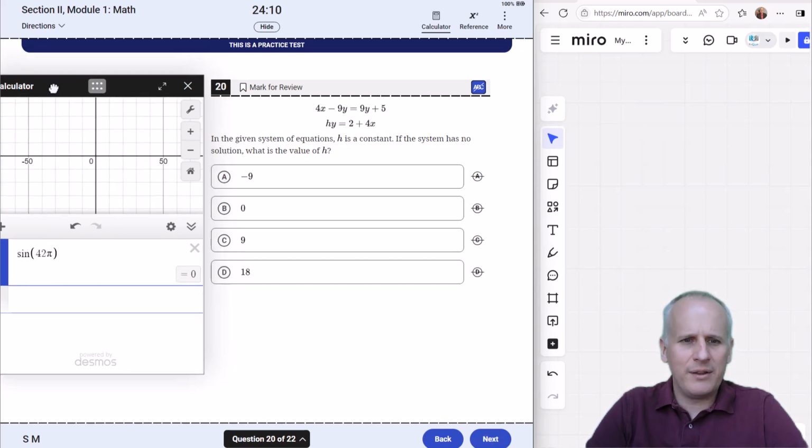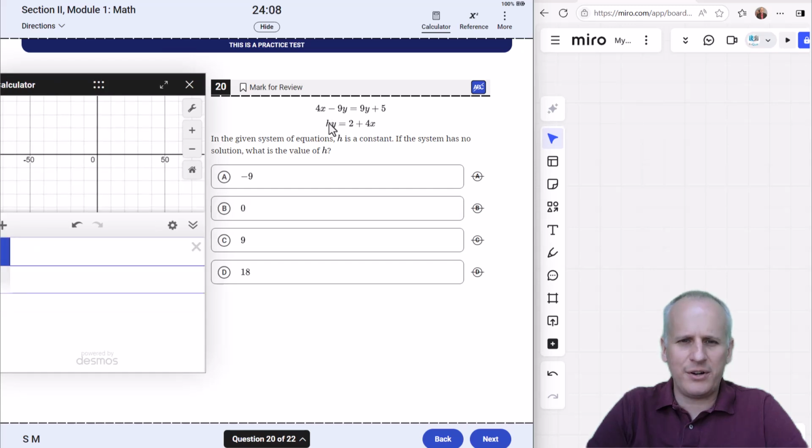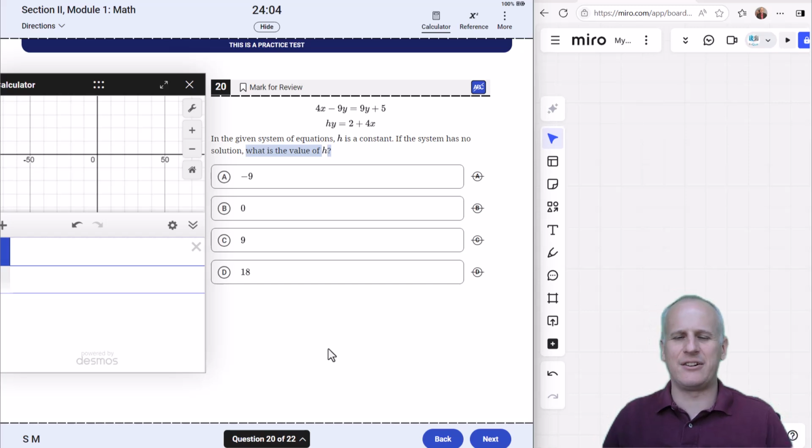And here we once again have a question that is going to require an understanding of algebra, not necessarily processing algebra. So we're being asked to find the value of h if the system has no solution. So we need to think about what that means first. For a system of equations to have no solution, you've got to have one thing equal two different things. And what that means is you basically have parallel lines in the coordinate plane. So I need to understand that conceptually.